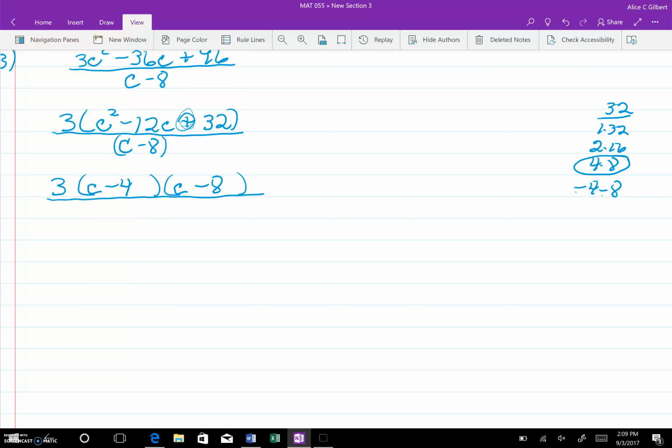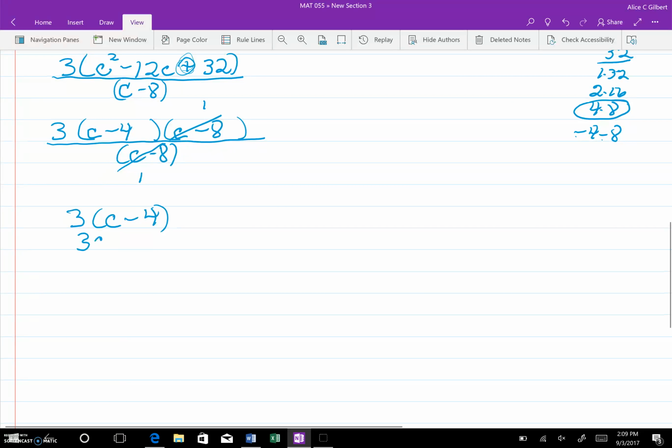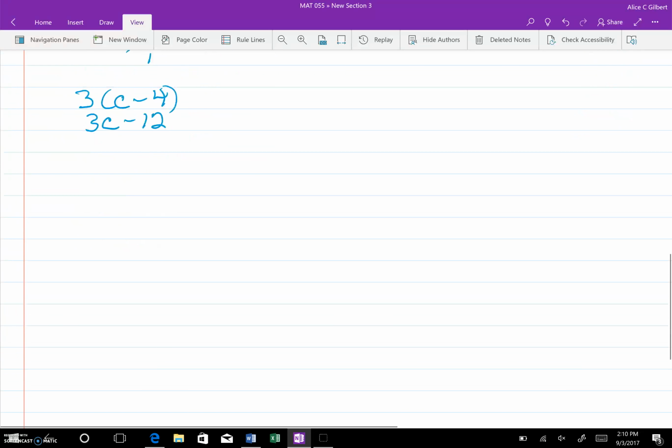Does this sound a lot like our last unit? Oh, now look. C minus 8, anything over itself equals 1. And what I'm left with is C times the quantity C minus 4. Now I could distribute that 3 if I wanted to. Keep in mind when we are doing these things, the numerator can stay in factored form or it can be in multiplied form, but the denominator must always stay in factored form. In this case, it doesn't matter because it's just a 1.